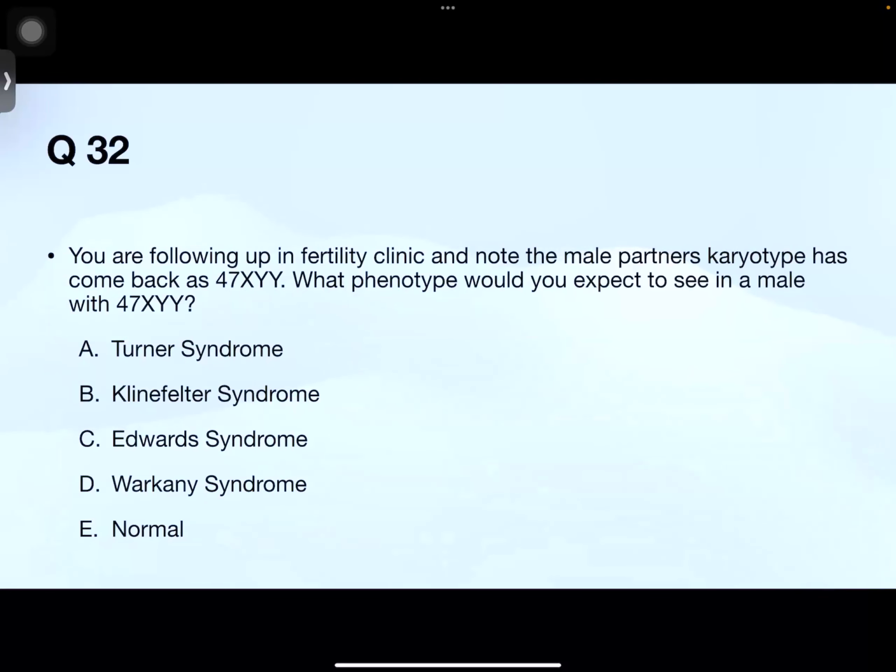Okay, so you are following up in an infertility clinic and note the male partner's karyotype has come back as 47XYY. What phenotype would you expect to see in a male with 47XYY? The genotype they have given, now what will be the phenotype? Phenotypically in a male, which syndrome will come? B. What is the karyotype of Klinefelter?